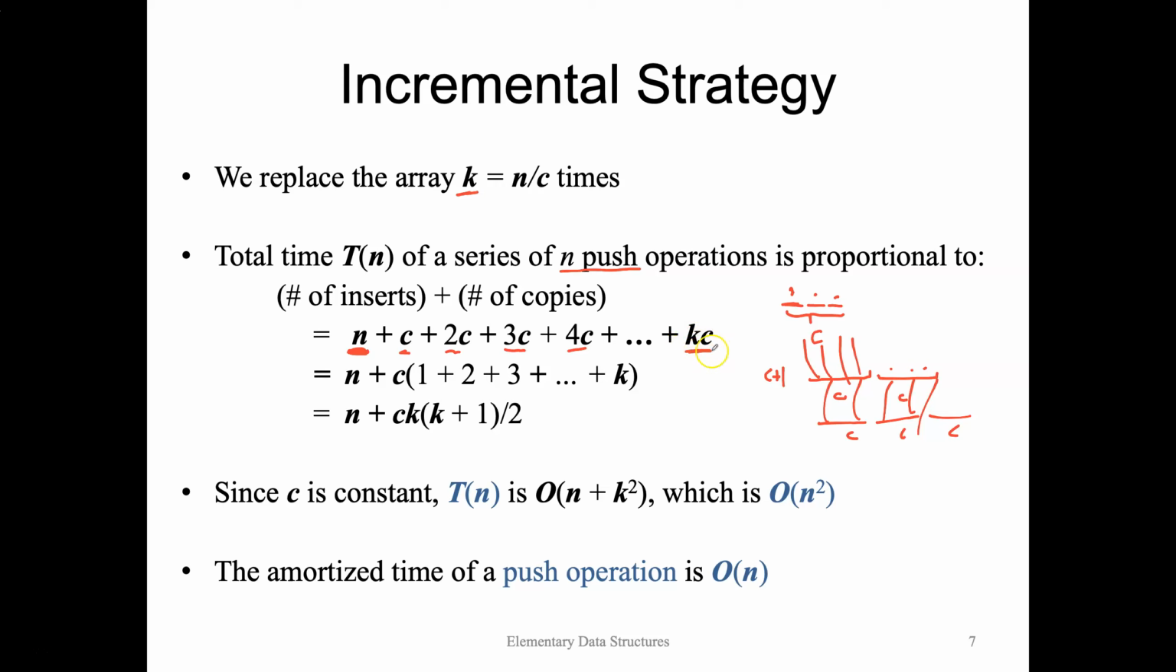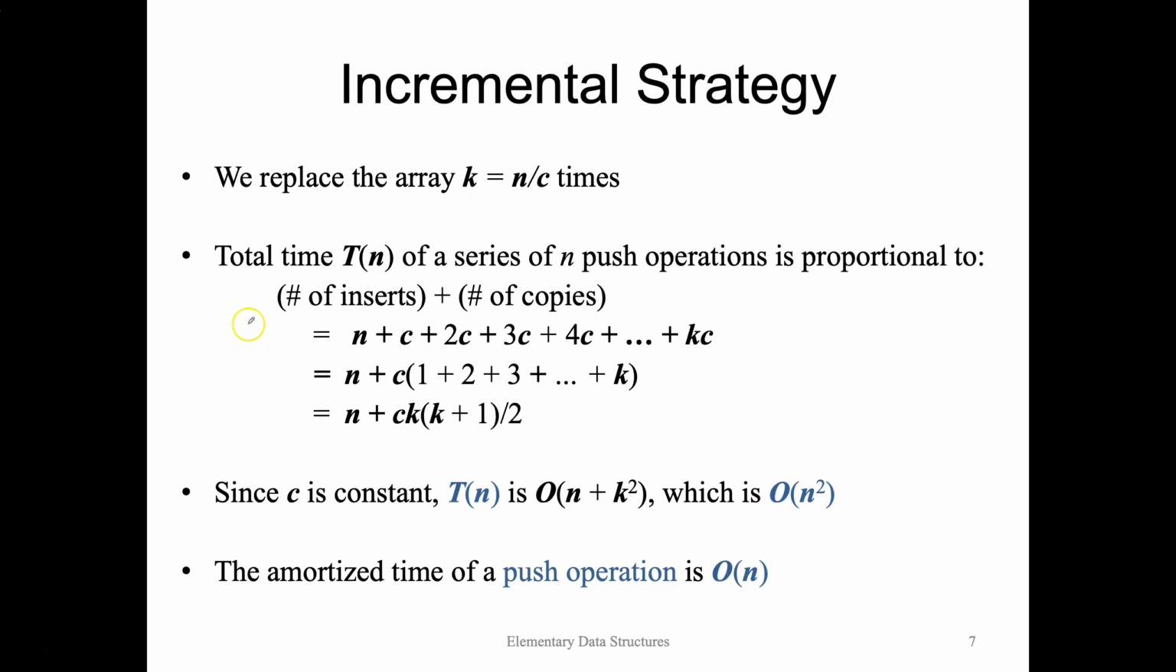And let's suppose in the worst case, this array that we had created of k times c items was completely filled, meaning we had k times c is equal to n. That array of size k times c was full, which means if we just solve for k here, that k is equal to n over c.